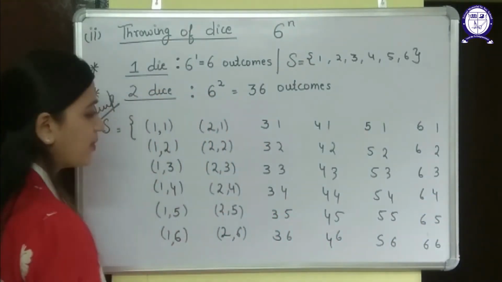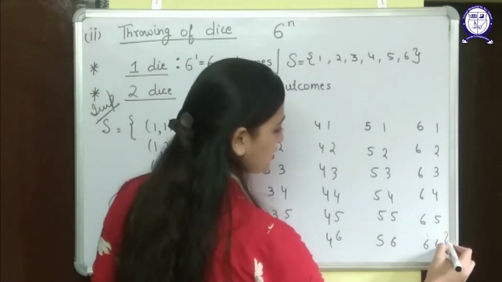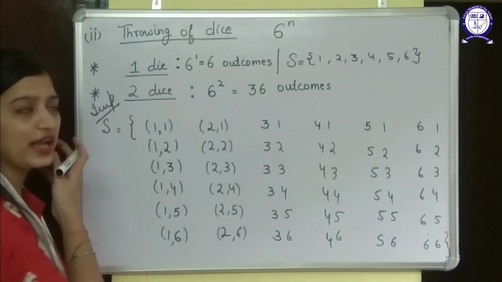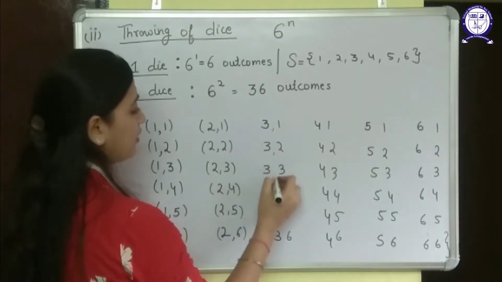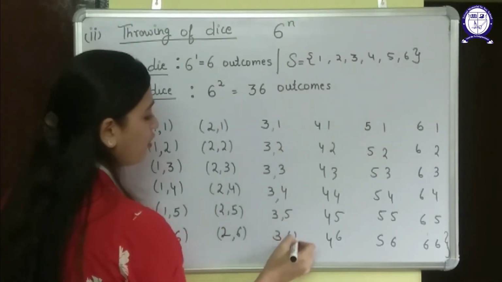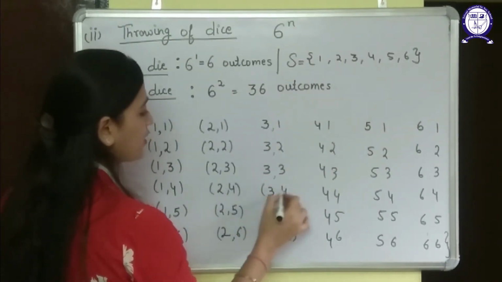Okay, and this is my sample space. This is my complete sample space. What I need to make? I will make them in the form of this ordered pair.